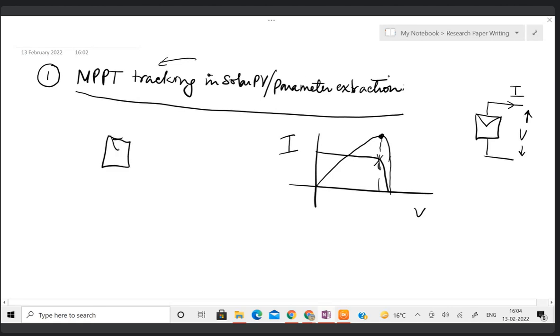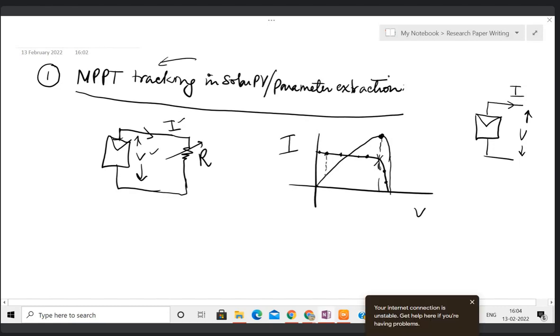That means this is your solar panel and this is your, say, load. So if you connect that load R to that panel, then definitely some amount of current will be drawn from this panel and some voltage will be there. And if you change this R, then this I and V are going to change. That means at different values of R, we will have the operating point at different places in this IV characteristic. So the power drawn from the panel is this.